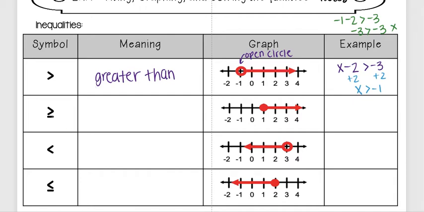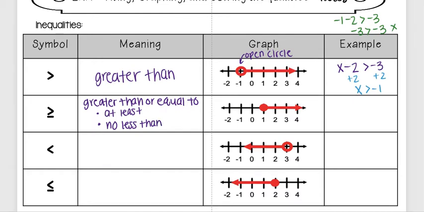Okay, now this next one, I have the greater than symbol, but I also have a line underneath it. And what that means is greater than or equal to. Another way that we can say this that may show up in a word problem is at least. So like at least $500, saying it's going to be $500 or more. Or you can say no less than. Those all mean greater than or equal to.